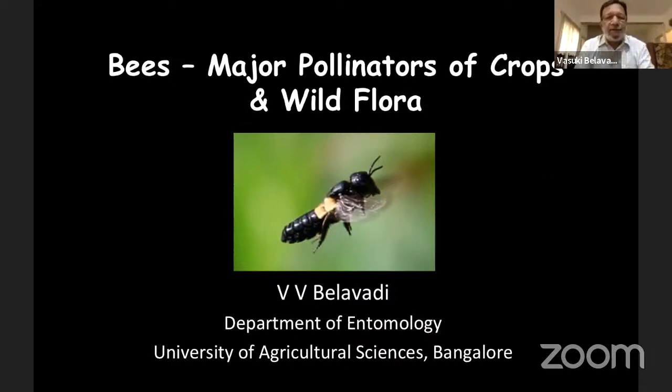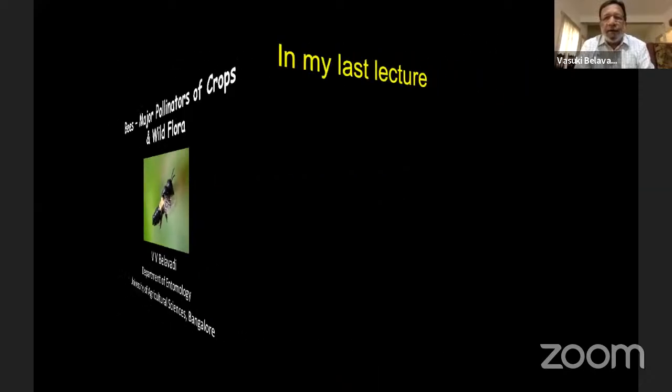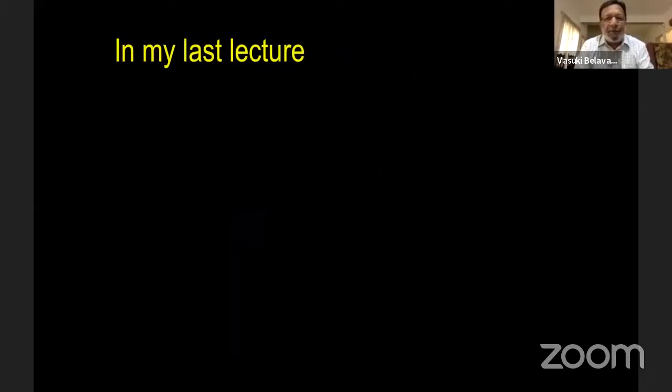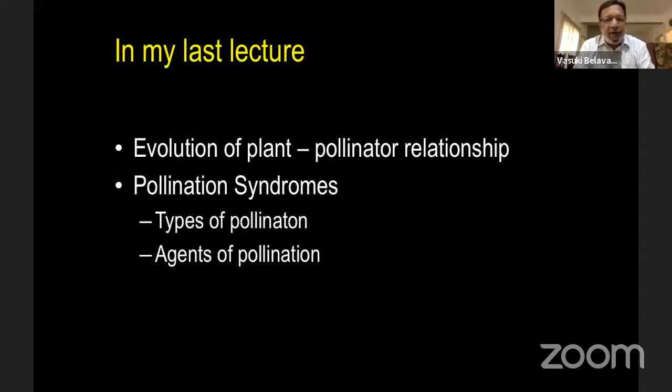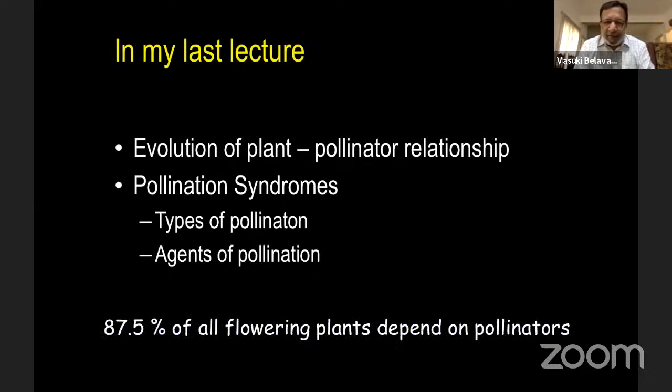Yeah, in today's lecture, I'll be speaking on bees, the major pollinators of crops and wild flora. I will also be touching a little bit on the floral phenology, why it is important, and I will explain that with the help of an example. So you must remember that in my last lecture, I was speaking about the evolution of plant pollinator relationships, pollination syndromes, types of pollination, and agents of pollination. And we all know that 87.5% of all flowering plants depend on pollinators.